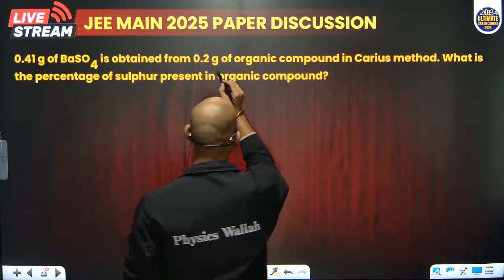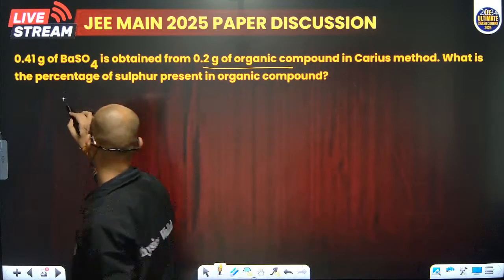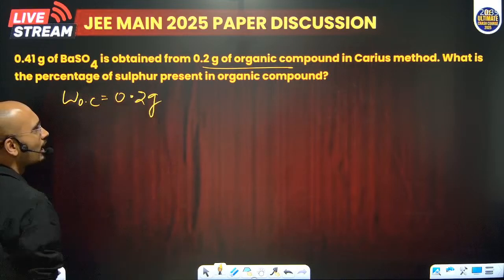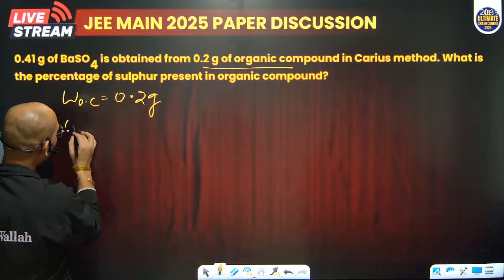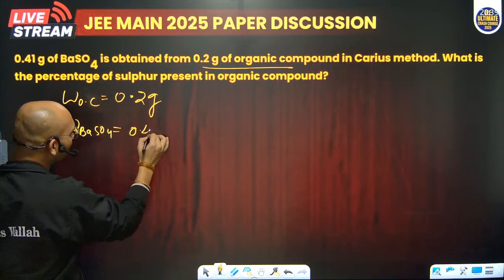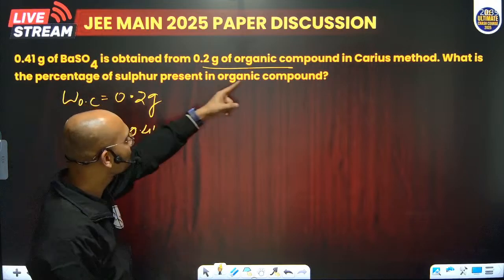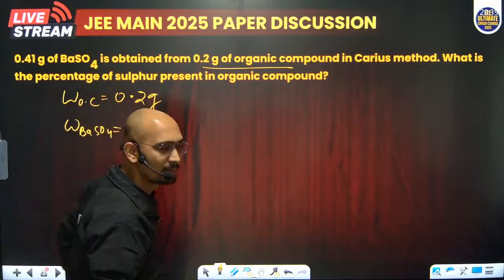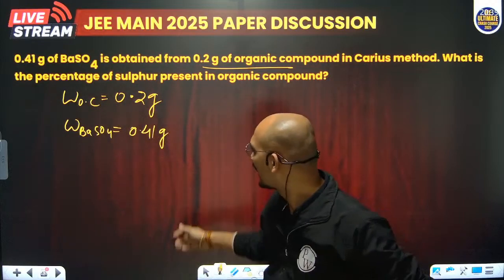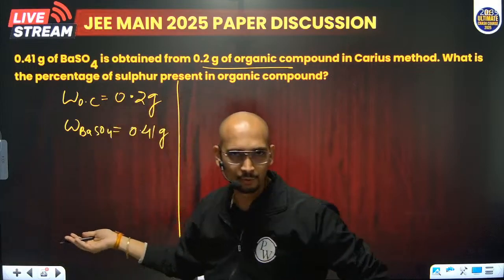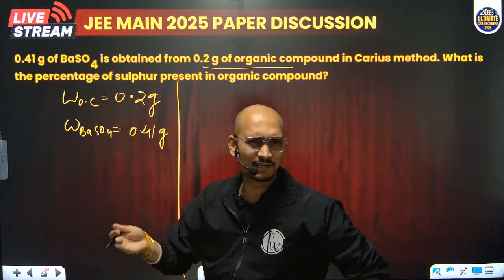0.2 grams of organic compound you have got. So how much is the mass of organic compound? 0.2 gram. Now how much is the mass of barium sulfate given? 0.41 grams. And then in Carius method, what is the percentage of sulfur present in the organic compound? So it's a very easy question. I hope you all know the formula for that, or you can go by the unitary method, right?